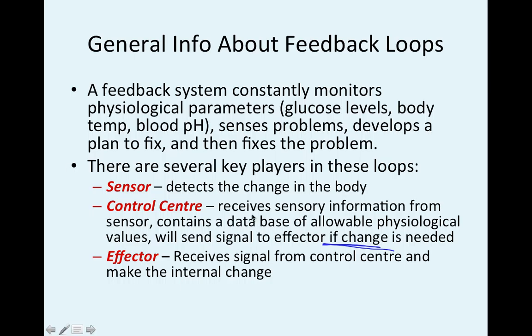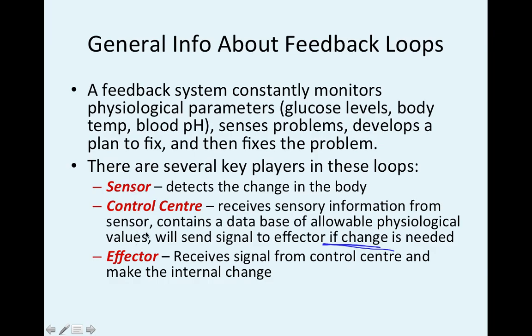Okay? The control center is making those decisions on whether or not they're fine. The sensor is just telling you the levels. The control center can also develop a plan to fix it. If there is a problem, it can develop a plan, but it doesn't fix it itself. It sends it to an effector, and the effector's only role is to receive the signal from the control center and make the change. So they all have different jobs here.